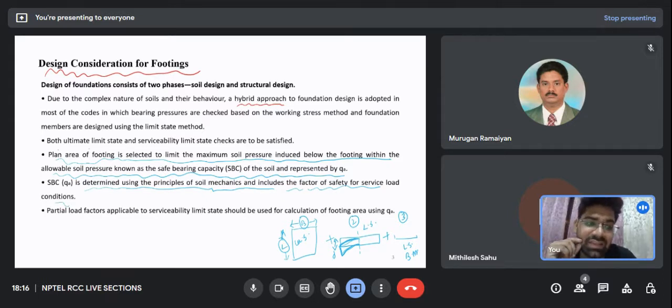The safe bearing capacity is evaluated based upon service load conditions. Service load conditions means whatever load is acting on the structure, that load we use directly without any partial factor of safety, or what I should say better is, I will be using a factor of safety of 1. Now what does the last point say? Partial load factors applicable to the serviceability limit state should be used for calculation of footing area, that I have explained to you. Now let's move on further.